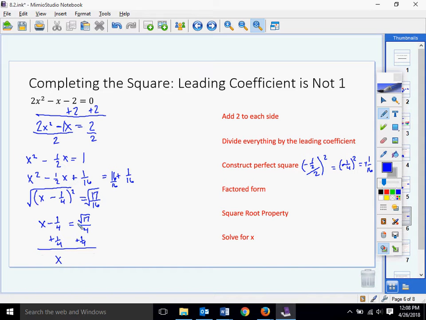So I'm going to get two answers. Oh, remember the square root property, it's always plus or minus. Okay, so if you square root both sides, always just put plus or minus over here. I get a positive 1/4 plus square root of 17 over 4. And I get 1/4 minus the square root of 17 over 4.